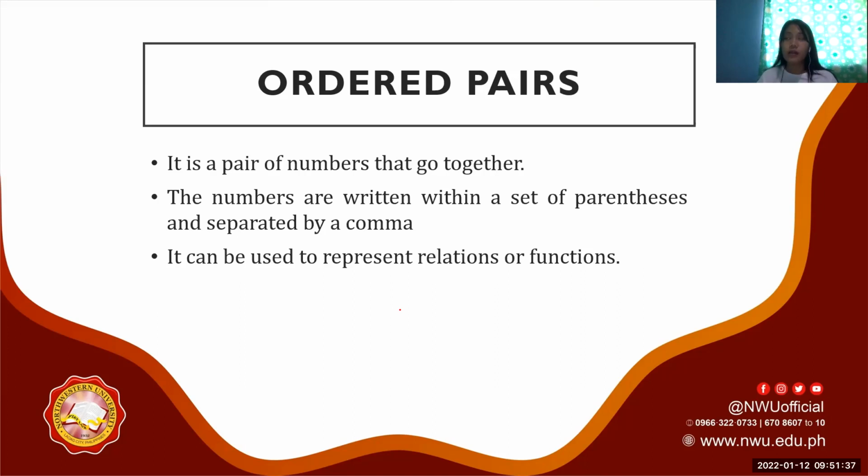And your ordered pairs can be used in a lot of mathematics classes or branches of mathematics or any field in that manner. But you can also use ordered pairs to represent relations or to represent functions. And as I said kanina, this is one of the examples of ordered pairs. As you can see, it is written inside the parenthesis, which is divided by a comma in between.